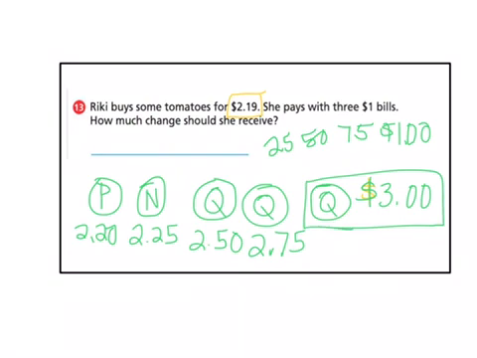So now it's your job to count up the coins. 25, 50, 75. Now 5 more cents is 80. 1 penny is 81.